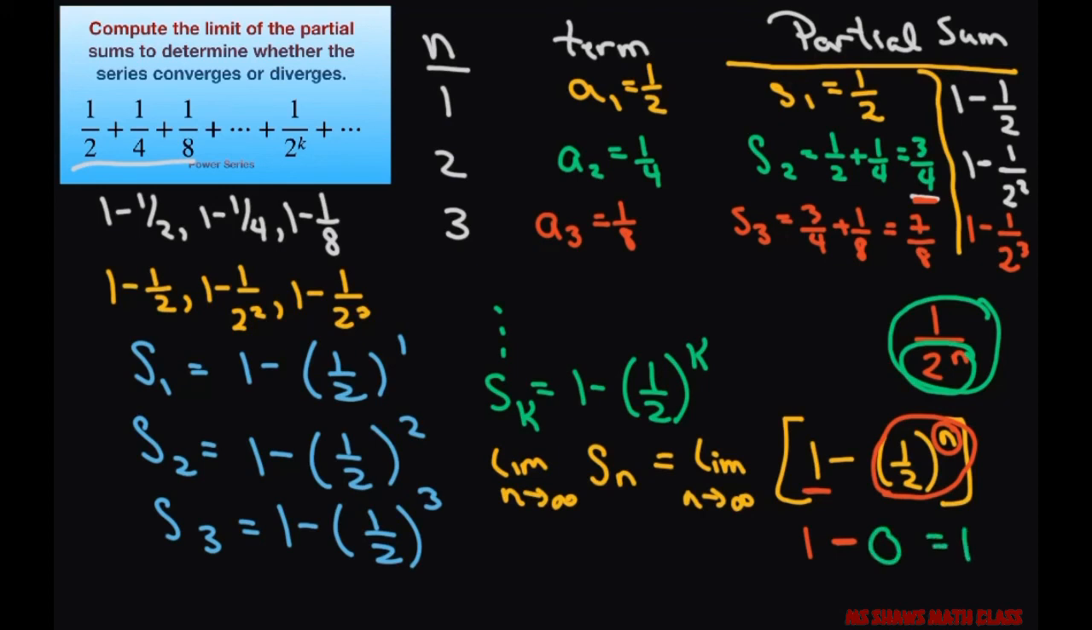Since the sequence of partial sums converge to 1, the series converges, and the sum of the series is 1. So we'll just write converges, and sum of series equals 1.